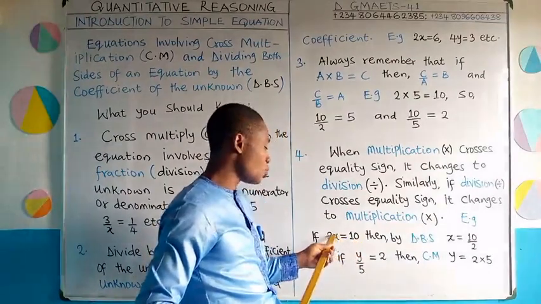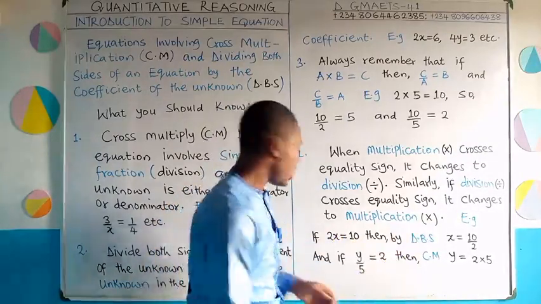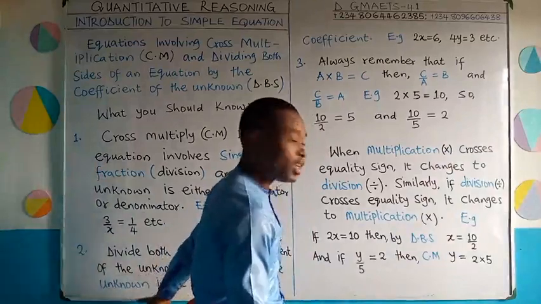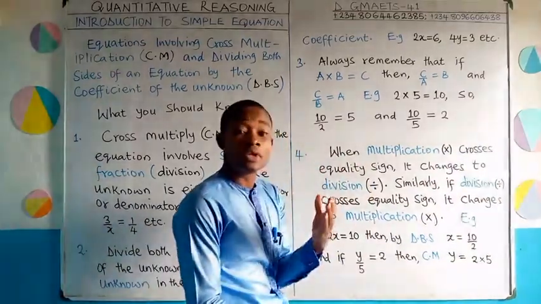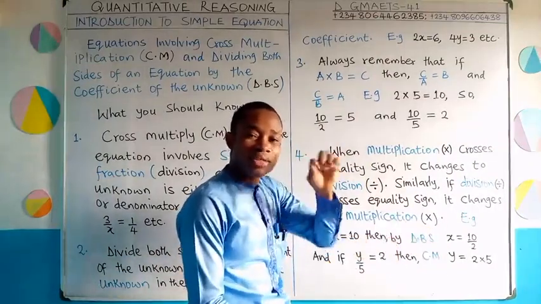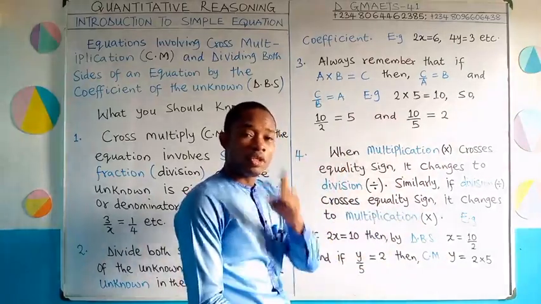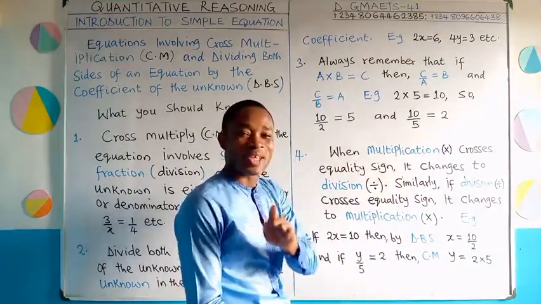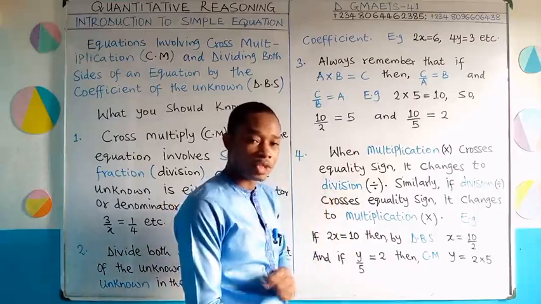Because here, between 2 and the unknown, you have times. So you need to do DBS. That is what point 2 explained here. Don't wait for anyone to tell you that this is what you are to do. You are looking for an unknown. The unknown is multiplied by something. That something multiplying the unknown is the coefficient of the unknown. Use that something, which we call the coefficient of the unknown, to divide both sides of the equation.